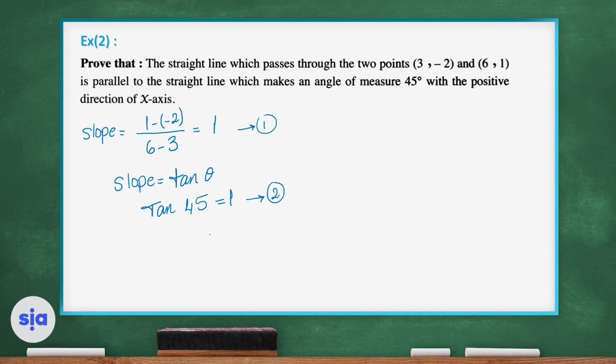So we can write as, since the two slopes are equal to 1, then the two lines are parallel.